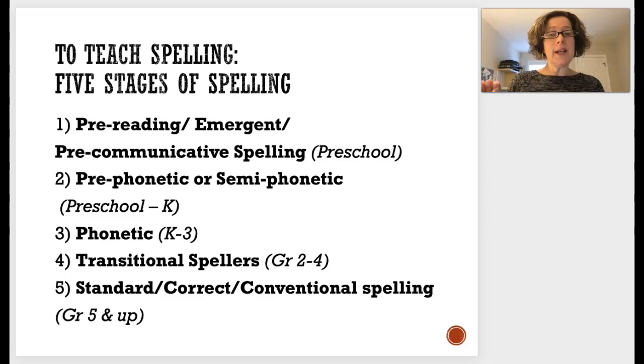Then we have pre-phonetic or semi-phonetic, which is preschool to kindergarten. Phonetic, which is K to 3. Transitional spellers, which is grade 2 to 4. And then standard, correct, or conventional spelling, grade 5 and up. So those are all of the words that I think you will come up against when you are reading articles on spelling, so that you know what stage that particular article is talking about.